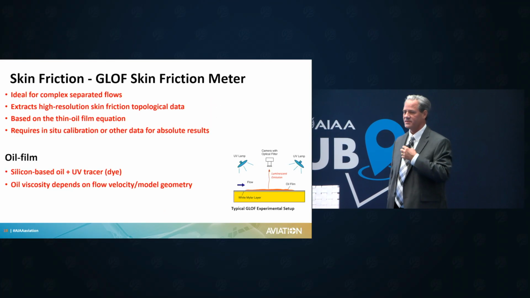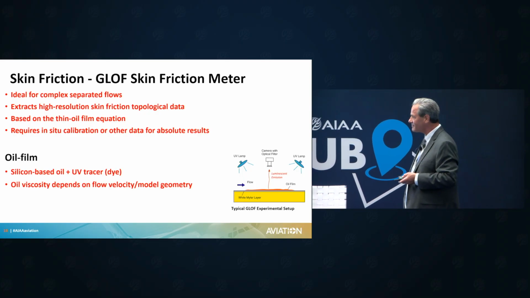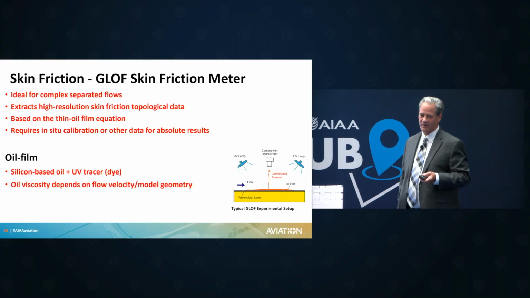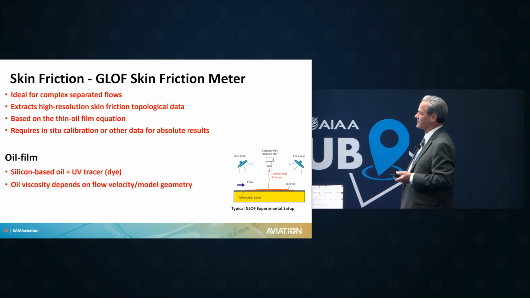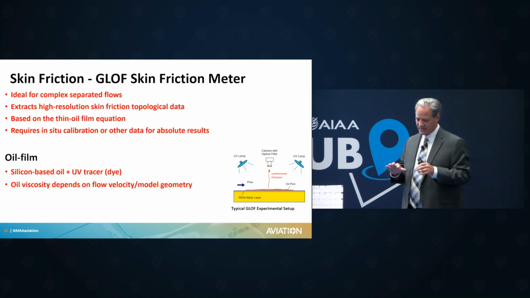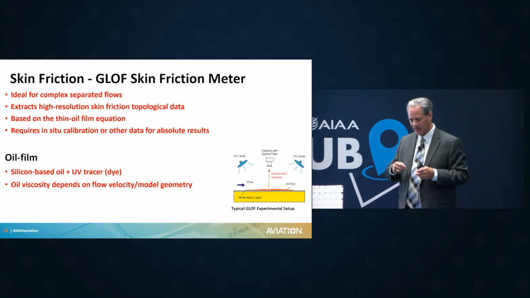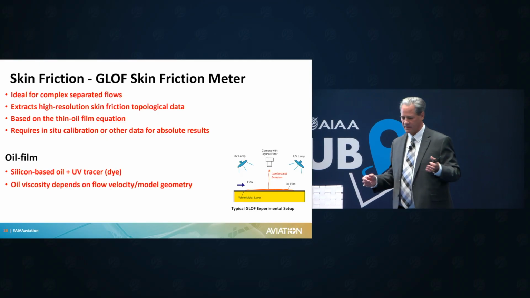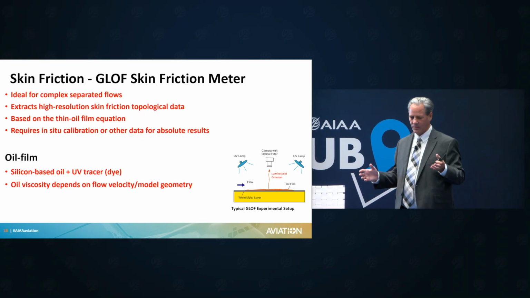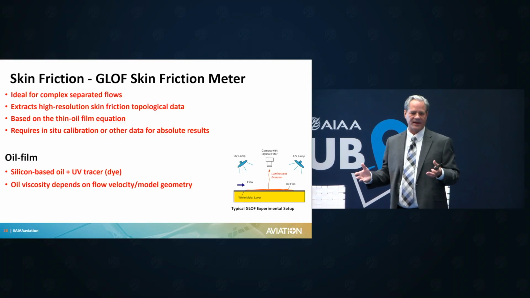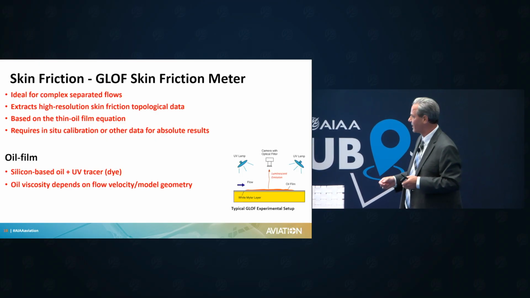Skin friction from GLOF, this is really near and dear to my heart. It's one of my favorites. Basically, it's ideal for complex separated flows. It extracts high resolution skin friction topological data. It's based on a thin oil film equation, a thin oil film that you can see here in the setup, which is applied with a foam brush. And the viscosities vary anywhere from 100 centistokes up to 1,000 centistokes, because we're trying to defy gravity when we actually test these models.